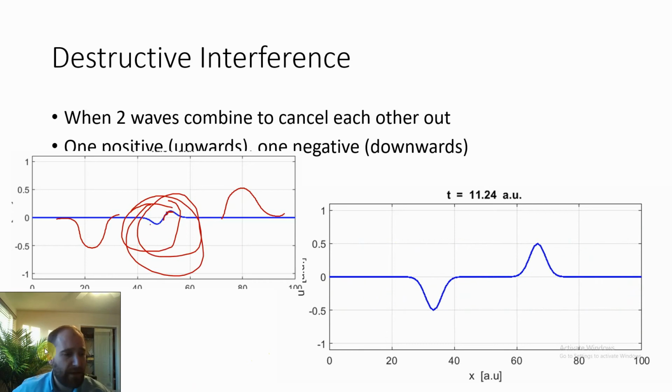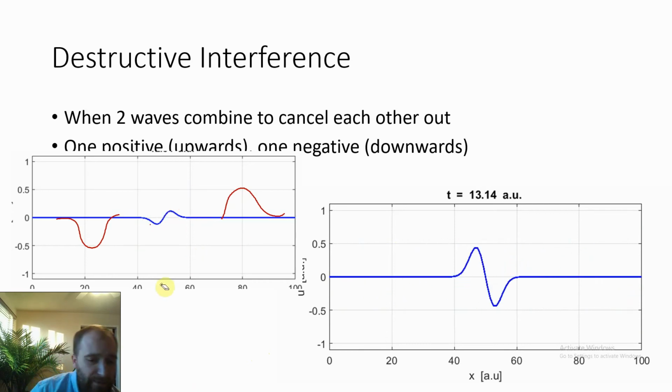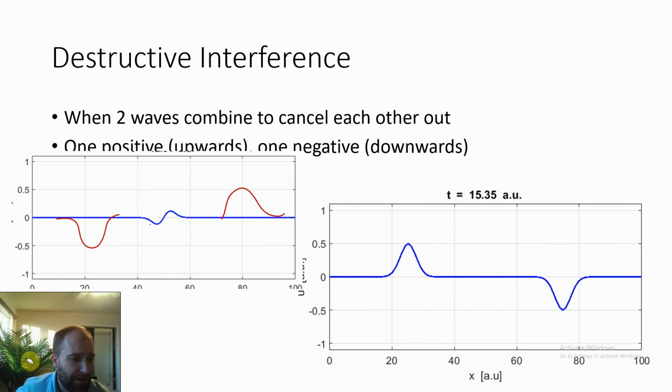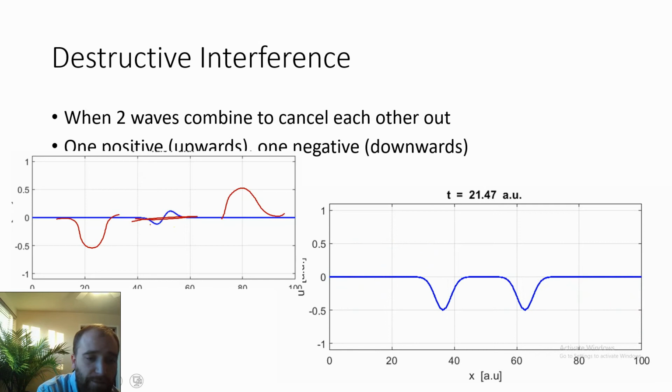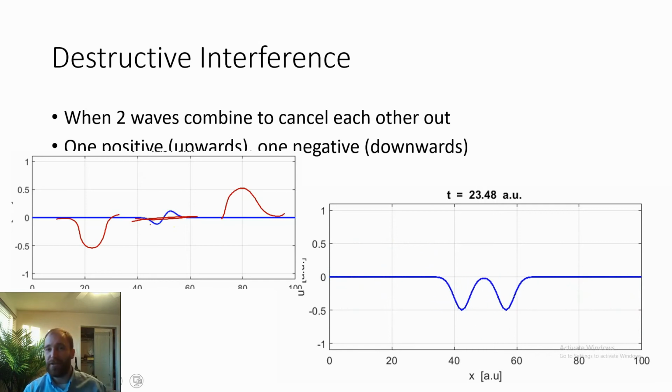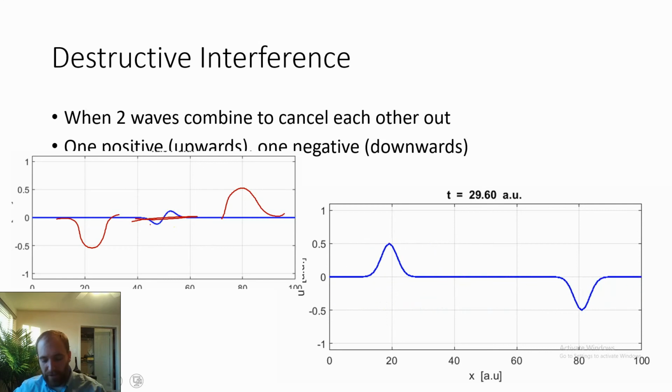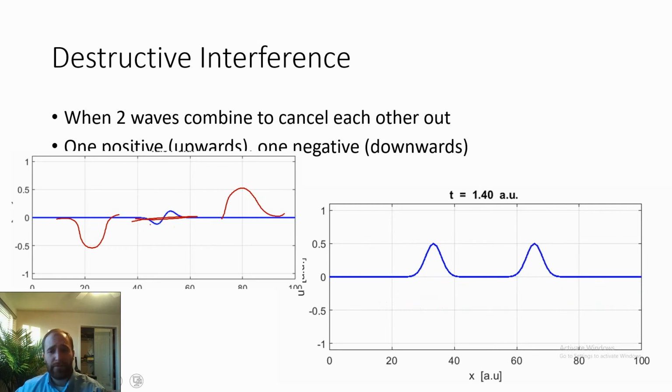If they totally cancel out one another, you would have a perfectly flat line. And in fact, there is a perfectly flat line at some instant, when they're perfectly overlapped, because they destructively interfere. They cancel each other out. So that's destructive interference. Two waves that combine to cancel each other out.